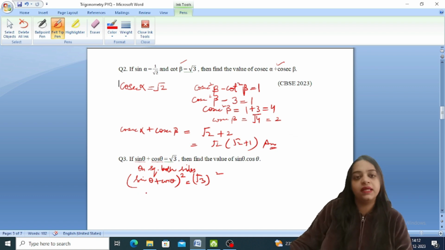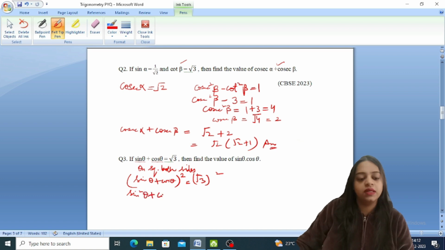Now applying the identity over left side, which is a plus b whole square. So this is a square plus b square plus 2ab, and root 3 square is 3. This sine square theta plus cos square theta is 1. So this is 1 plus 2 sine theta cos theta is 3.